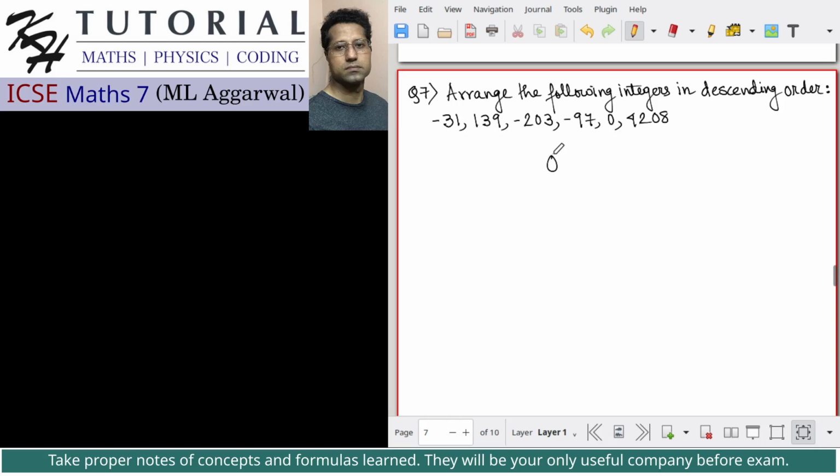So, in finding the descending order of the given integers, we are doing it step by step. First we write 0 if there is any 0, and then to the left hand side of 0, I will write all the positive integers. The positive integers are 1, 3, 9, and we have 4, 2, 0, 8.